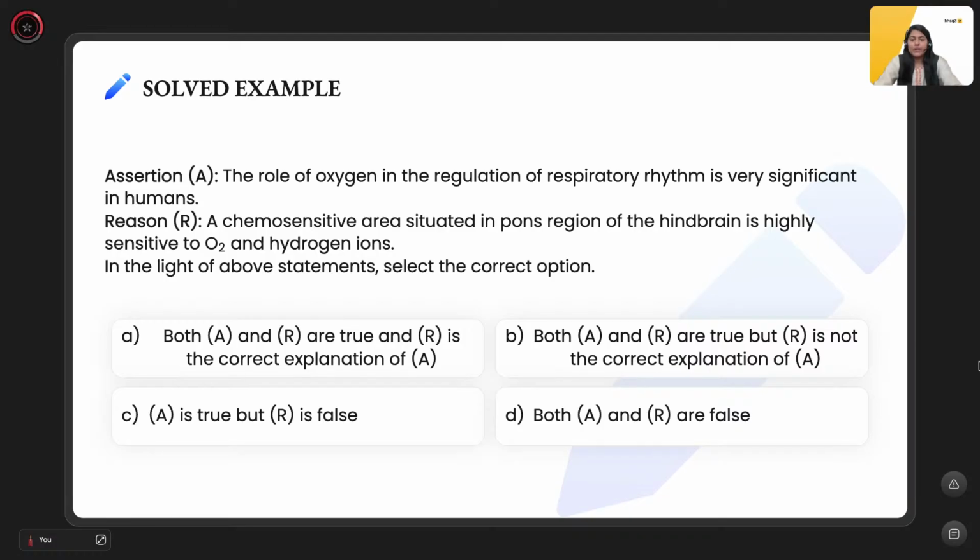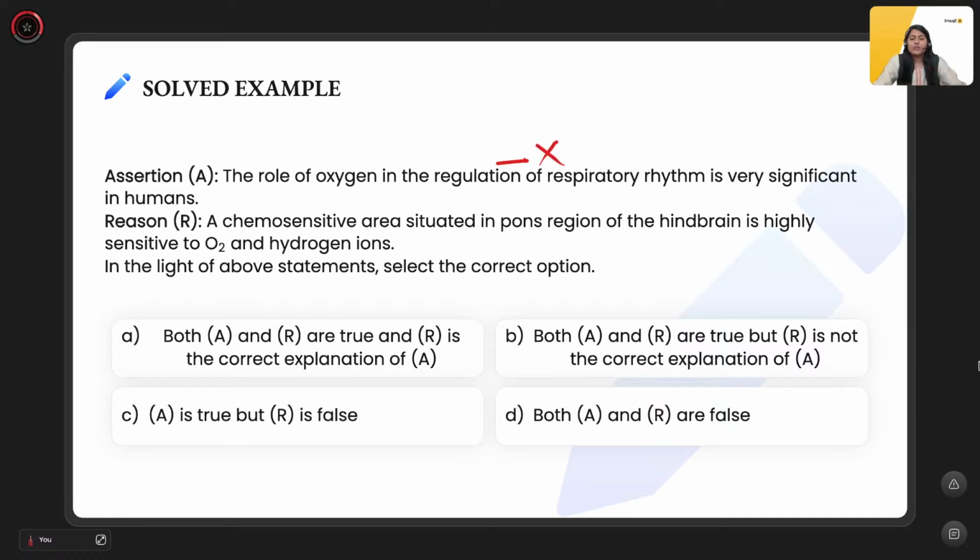Okay, now this one is an A and R question, so this is an assertion and reason question. Let's read the assertion. The assertion goes as: the role of oxygen in the regulation of respiratory rhythm is very significant in humans. Okay, children, you should know that if you talk about regulation of respiratory rhythm, then oxygen does not play a very vital role in it. Okay, why? Because the chemosensitive area in your brain cannot detect the quantity of oxygen. What do they actually detect? They detect the concentration of CO2 and H plus ions. Okay, so there is this line in NCERT which goes as: the role of oxygen in the regulation of respiratory rhythm is quite insignificant. Okay, so the assertion is going to be wrong.